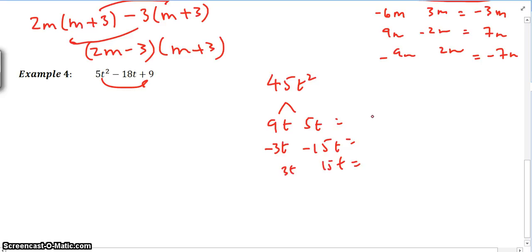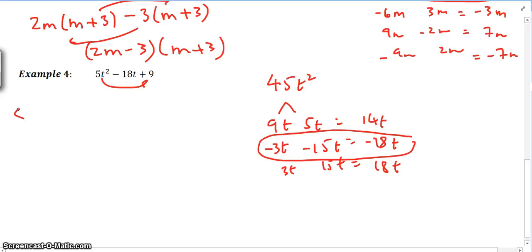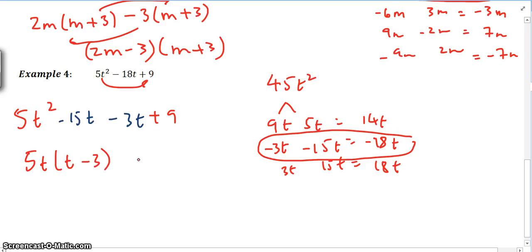So what happens if we add these up? This is going to be 14t, this is going to be minus 18t, this will be 18t. So the factors that we want are the ones right there. So this becomes 5t squared plus 9, and I'm going to write this in blue. This will be minus 15t, because 5 and 15 have common factors, and minus 3t goes down. So the next step will be what's common between 5t squared and that, so 5t, t will be left, minus 3 will be left after I take out a factor of 5t from that.